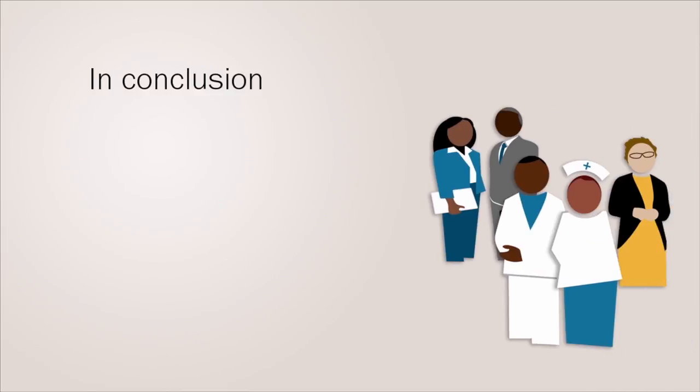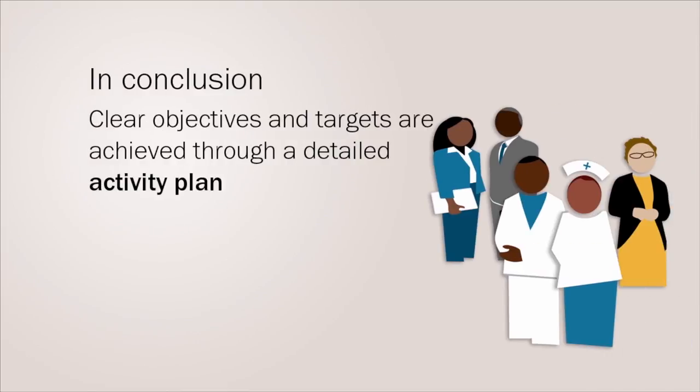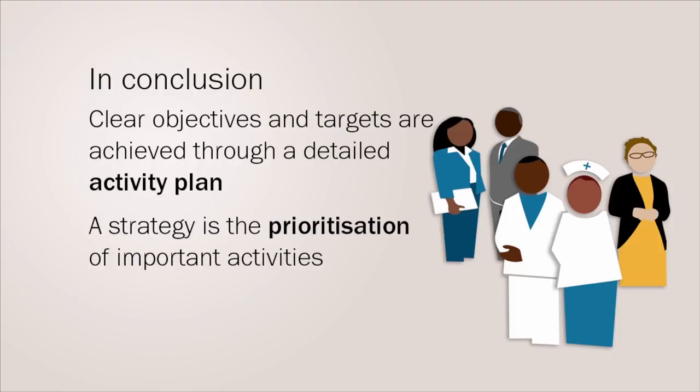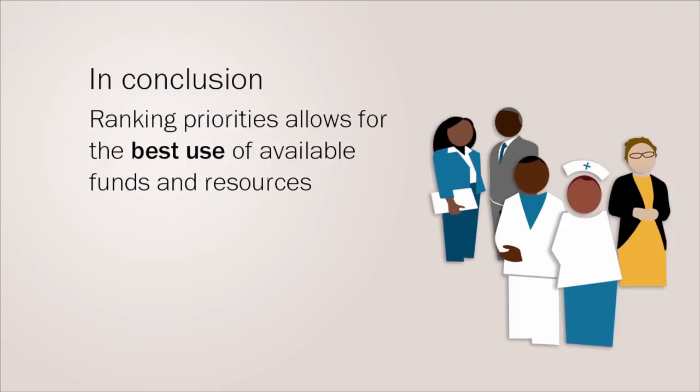In conclusion, clear objectives and targets are achieved through a detailed activity plan. Not everything can be done at once. A strategy is the prioritisation of the important activities which must be done. Ranking priorities also allows for the best use of available funds and resources for integrated, sustainable, equitable and excellent services, known as ISEE.